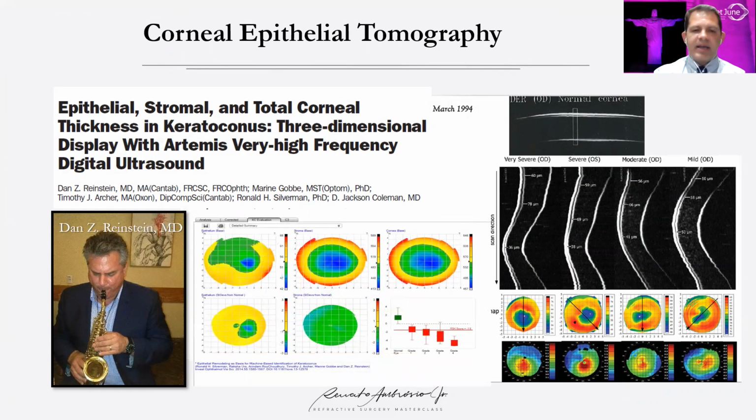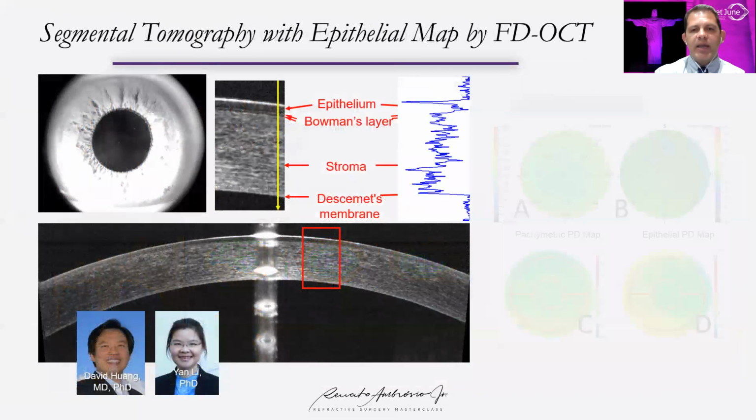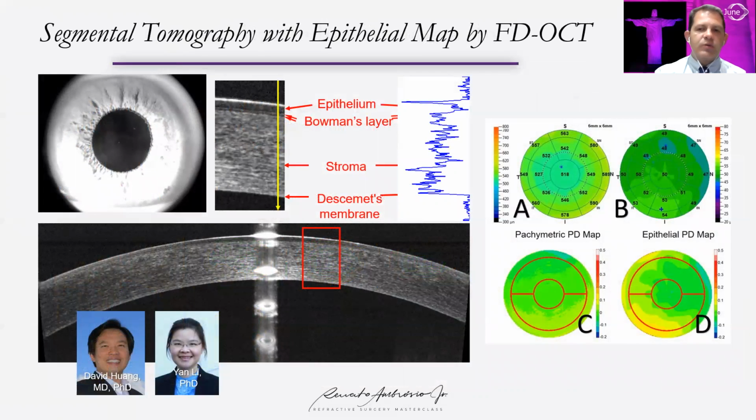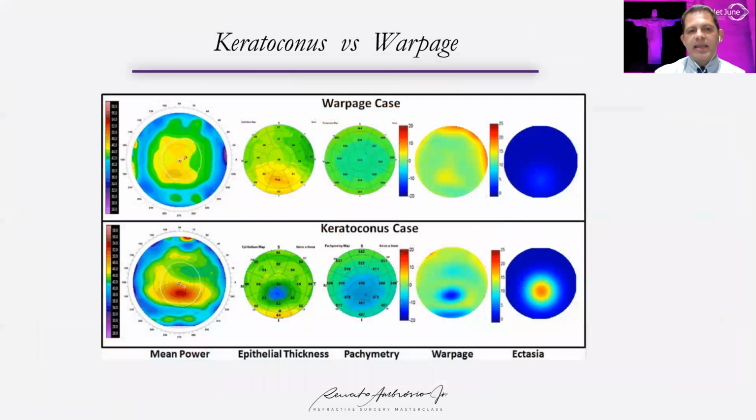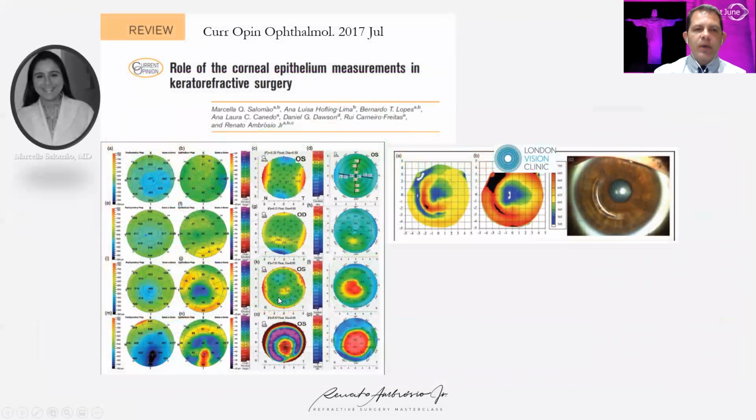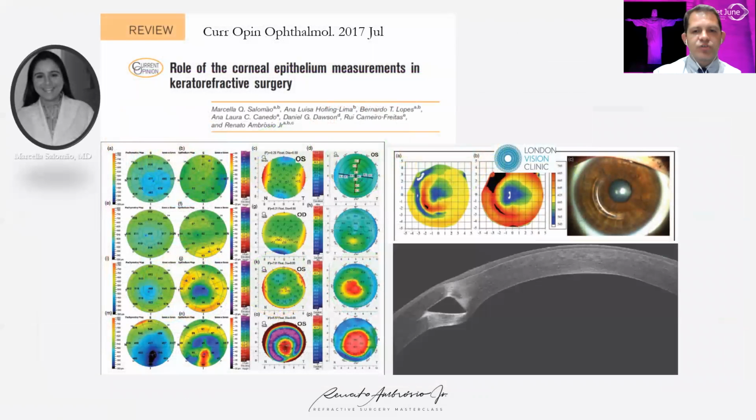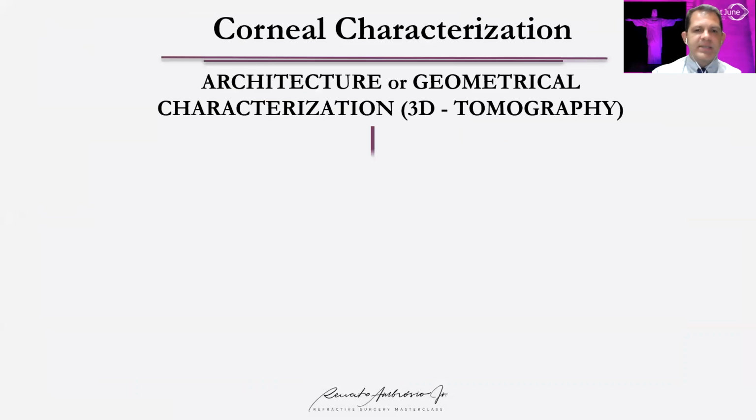There is a very nice algorithm that is done by machine learning using the Artemis, the ARC scan, which is high-frequency ultrasound, and we also have this type of data on the OCT with a pattern standard deviation that can separate a keratoconic cornea from a case of warpage. So the thickening here is related to warpage, instead of a thinning here that is related to the mild keratoconus case. We have this summarized in this review paper in Current Opinion in Ophthalmology in 2017, in which the role of corneal epithelium for the refractive surgeon is very nicely reviewed by Marcela Salomao.